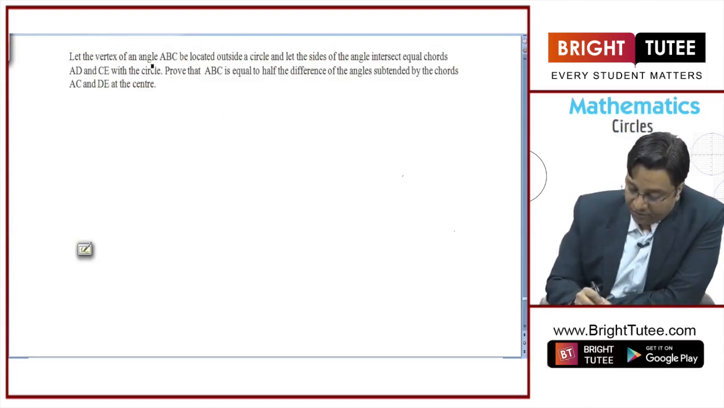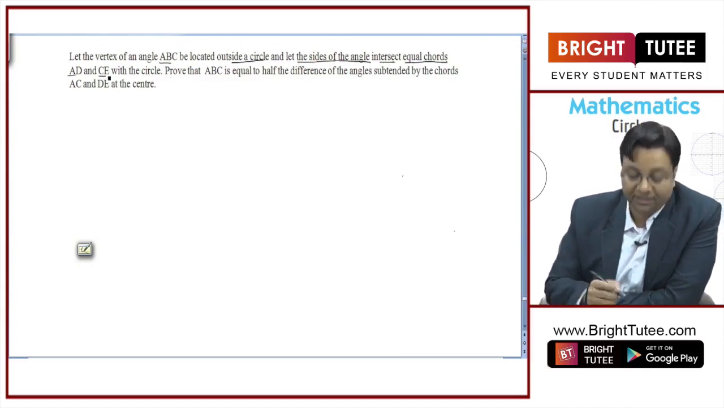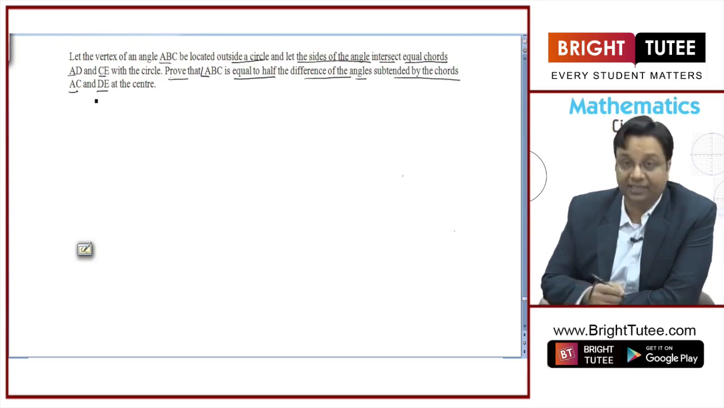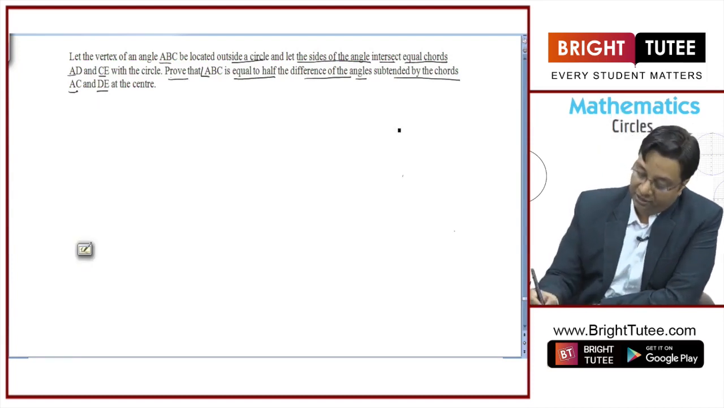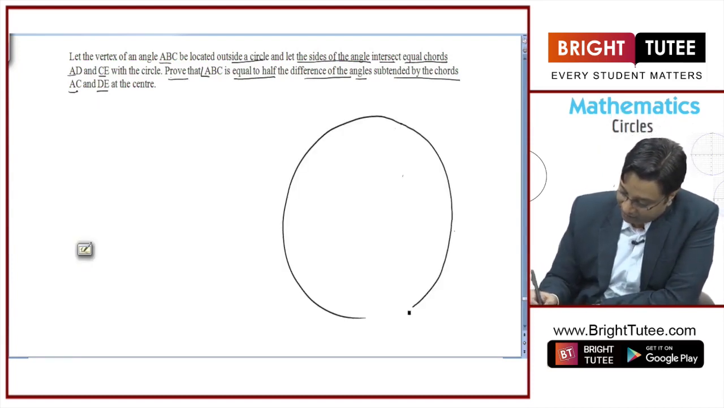Let the vertex of a triangle ABC be located outside a circle and let the sides of the triangle intersect the circle in equal chords AD and CE. Prove that angle ABC is equal to half the difference of angles subtended by the chords AC and DE at the center. So let me draw the figure for you, then you will understand this question better.